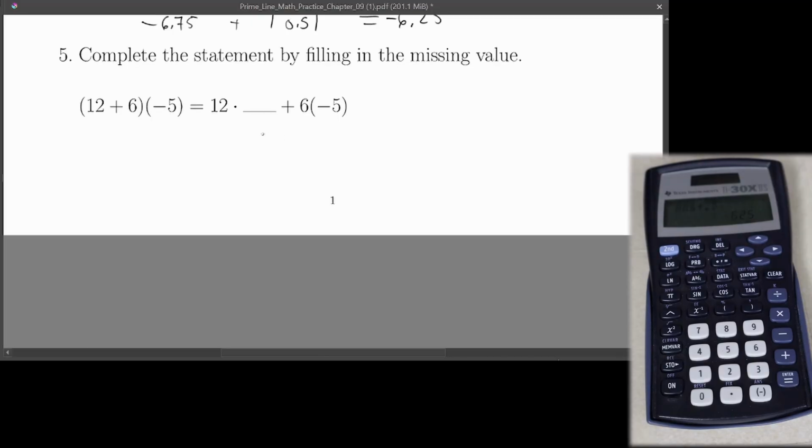Okay, in this problem, we're basically distributing this through to both spots on our area model, or on our problem. You could use an area model to represent this. 12 plus 6 and -5 times that. And inside of here, this is 12 times -5, and then 6 times -5. So in here, we want a -5 in parentheses. Okay, our next page.